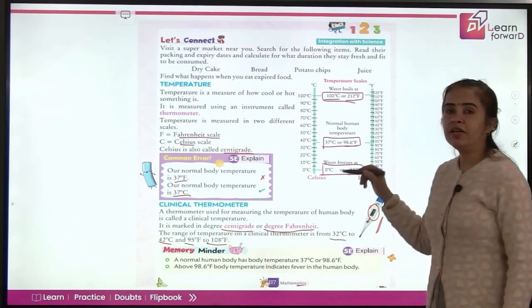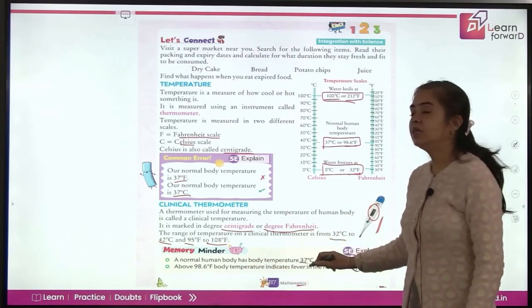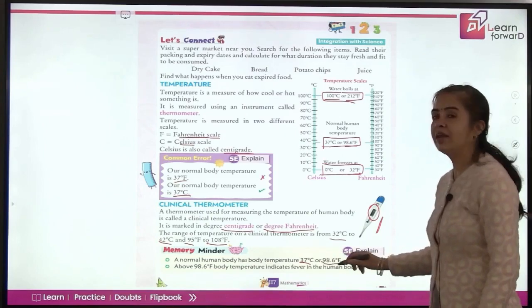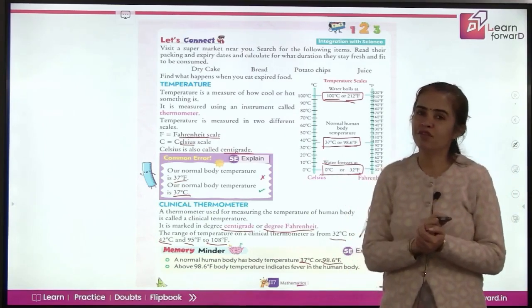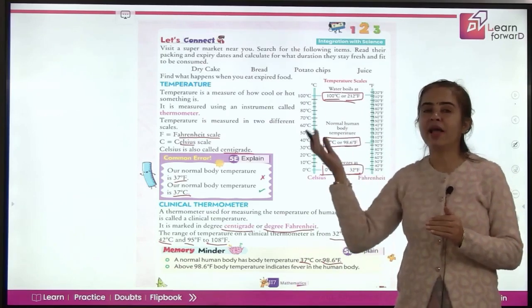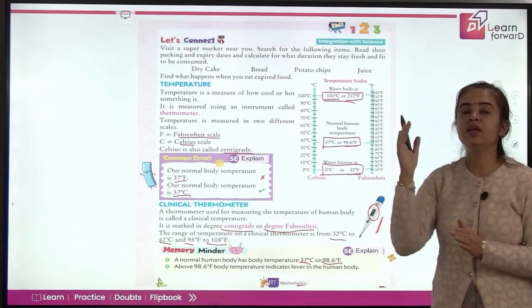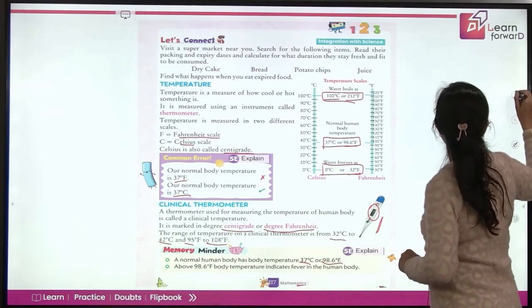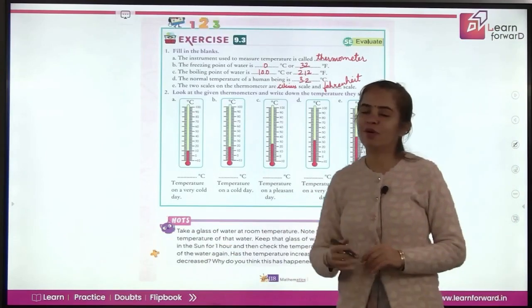Now, we have already learnt that the normal human body temperature is 37 degrees centigrade, or it is also 98.6 degrees Fahrenheit. And if it crosses this, we say that we have fever. So depending on how high the thermometer reading is going, we have higher fever. Okay, so let's all have a healthy body and keep the temperature of our body maintained.